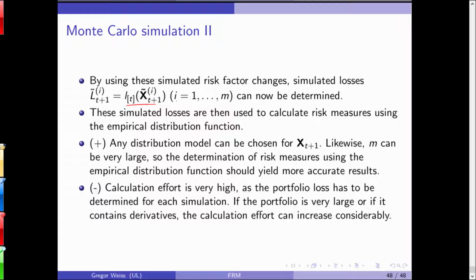Assume a normal distribution, take the empirical distribution function, or do a Monte Carlo simulation with any type of distributional assumption. That's it. Those are the three methods to calculate VaR. VaR is a quantile, and if you want to calculate a quantile of a distribution, you can use the normal distribution, the empirical distribution, or Monte Carlo simulation. So that's quite simple.